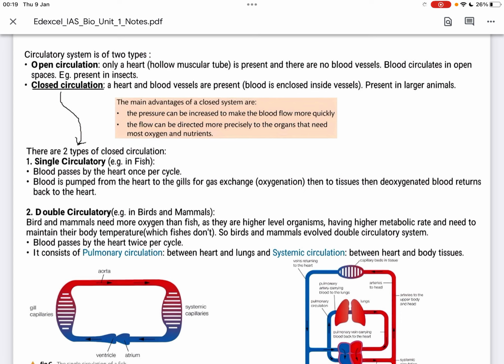This information is basically from O level, but we're just going to repeat it again. Single circulatory is found in fish, for example. Blood passes by the heart once per cycle. This is mainly the point. Blood is pumped from the heart to the gills for gas exchange, then to tissues, then the oxygenated blood returns back to the heart. It passes through the heart only once.